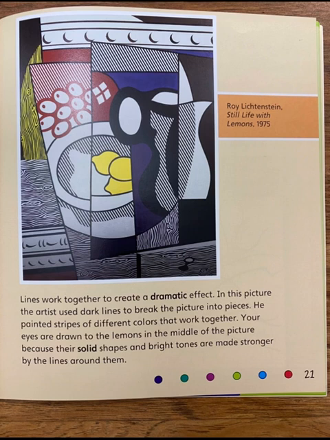It says lines work together to create a dramatic effect. In this picture, the artist used dark lines to break the picture into pieces. He painted stripes of different colors that work together. Your eyes are drawn to the lemons in the middle of the picture because their solid shapes and bright tones are made stronger by the lines around them. Pretty cool. I like how the picture plane is broken up.